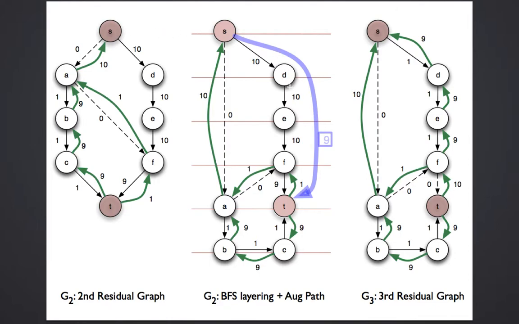Similarly, here, the minimum value of the flow along this augmenting path is also 9. So we will push a flow value of 9 along this path, and we will have the reverse edges along this path. And the saturated edge is FT, which will be deleted.